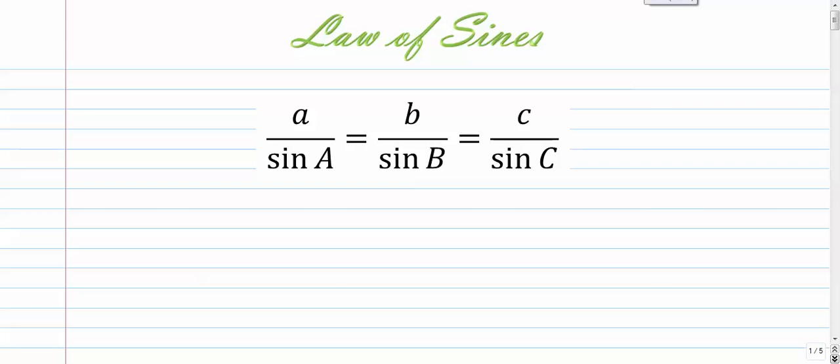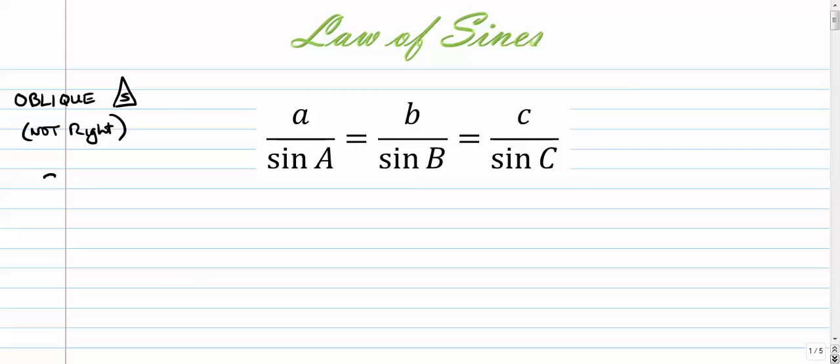Okay, the law of sines is next. Law of sines, again, is one of those laws that we'll use when we're trying to find missing pieces of triangles that are not right. So oblique triangles are triangles that are not right triangles. Obtuse or acute triangles is what I'm talking about there.